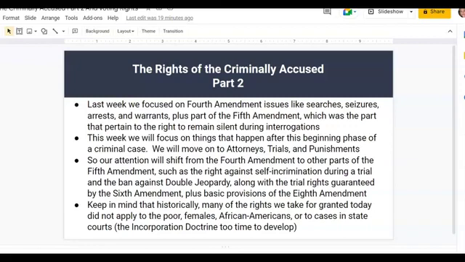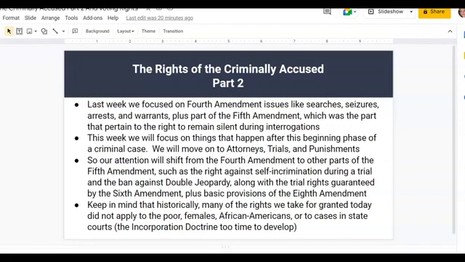Females really weren't part of the whole judicial process because, up to and through the late 60s, most states didn't even have female jurors, and there were very few female attorneys or judges. Of course, we know in the history of this country, and as we'll talk about a little more, the rights of African Americans were not protected. And then because of the incorporation doctrine, a lot of cases in state courts were not adequately protected.